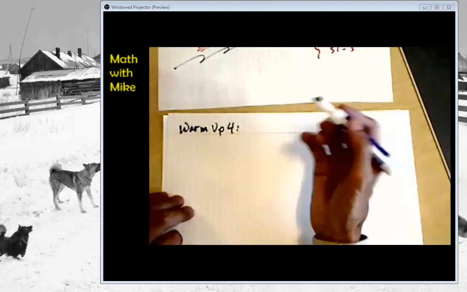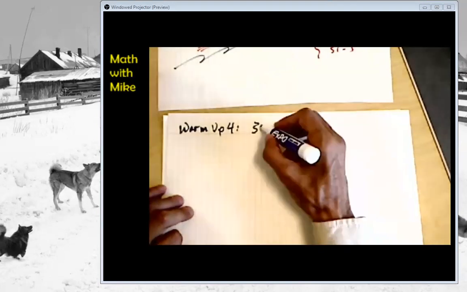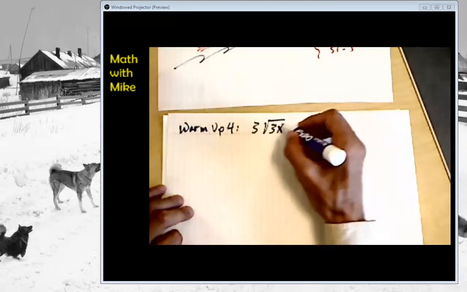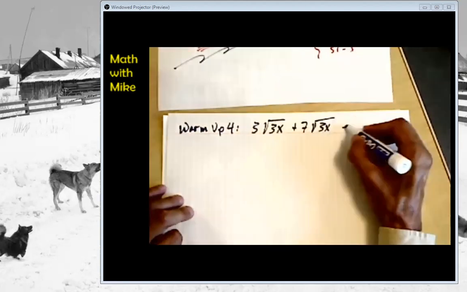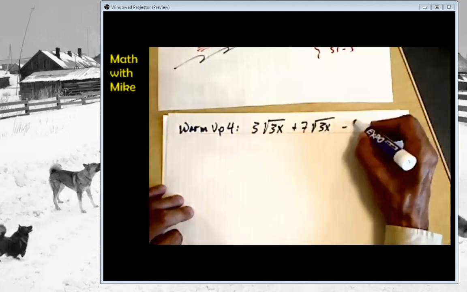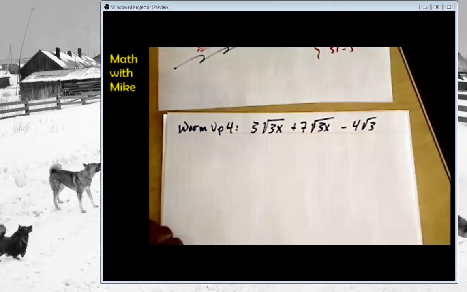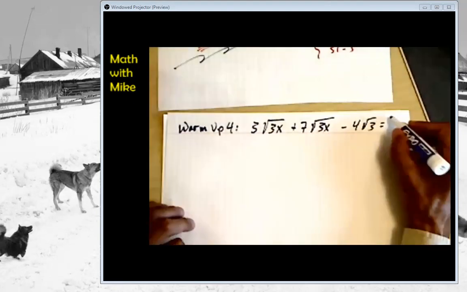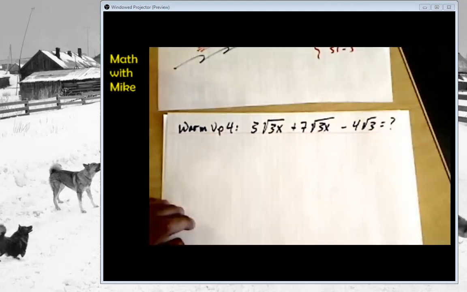Or actually, if you're watching this video later on, you can stop the video and try and solve this on your own. Okay, so the question is, let's say we do all the simplifying, right? 3 root 3x, 7 root 3x minus 4 root 3 equals what? Yeah, so stop the video if you want. Restart it, try it.